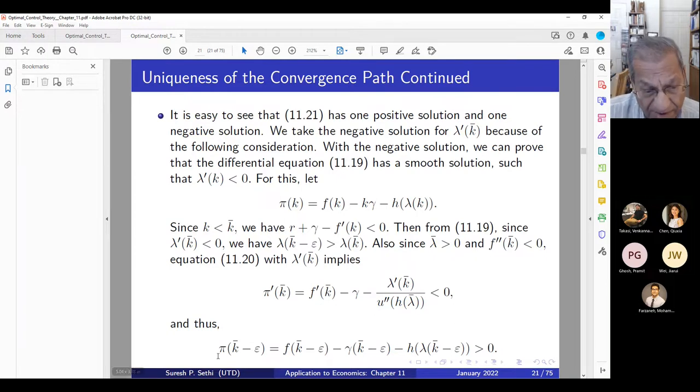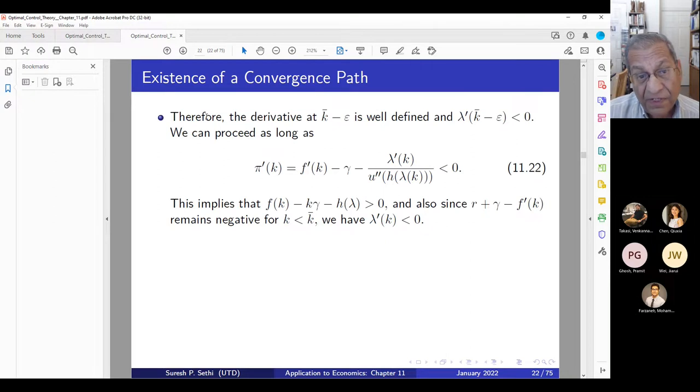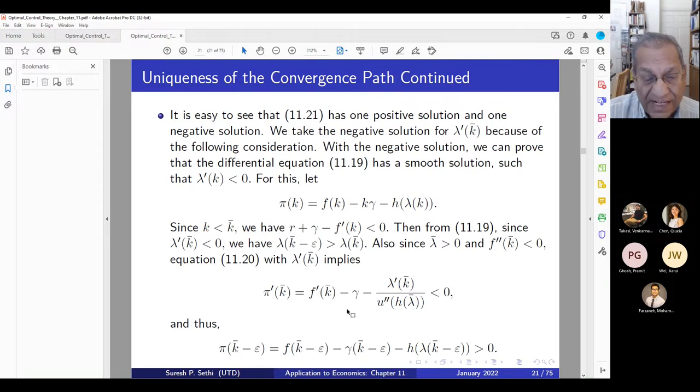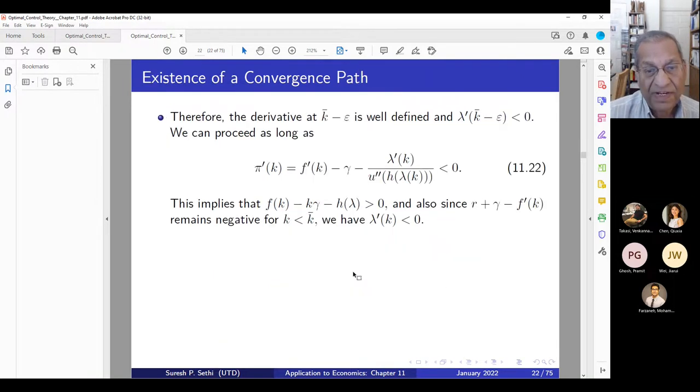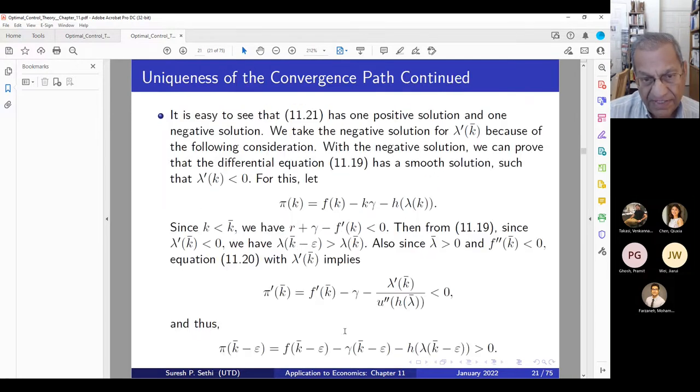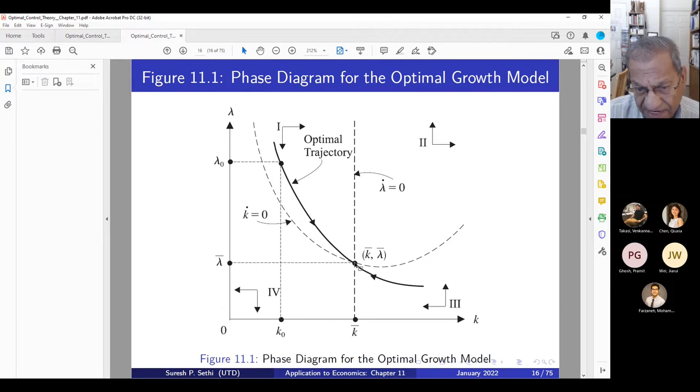If this is less than zero, then pi bar of k minus epsilon is going to be bigger than zero, because this is decreasing, and if I decrease the k, it should be the other way. Okay, so that's what I get there. Therefore, the derivative at k bar is well defined, and this derivative is less than zero. And now we have come to the same condition as we had before at another point, k bar minus epsilon. What we are now saying is the following: we are here, and if you go here, we have the same situation.